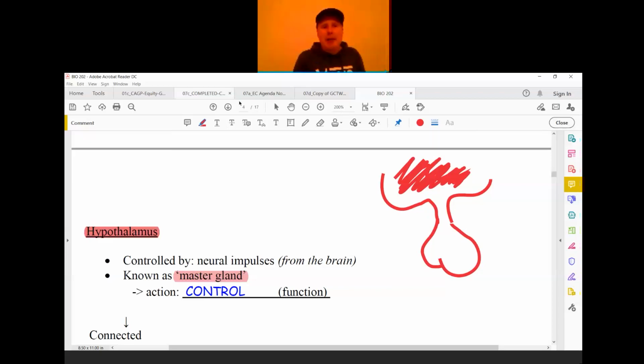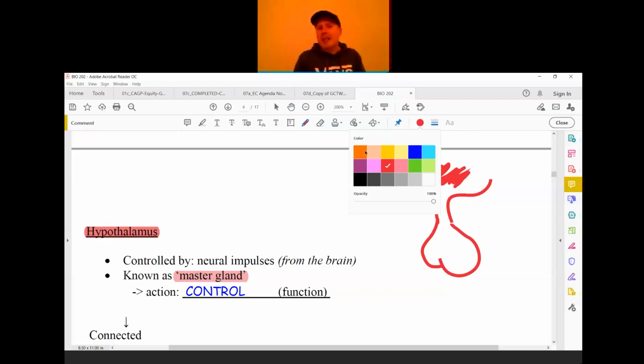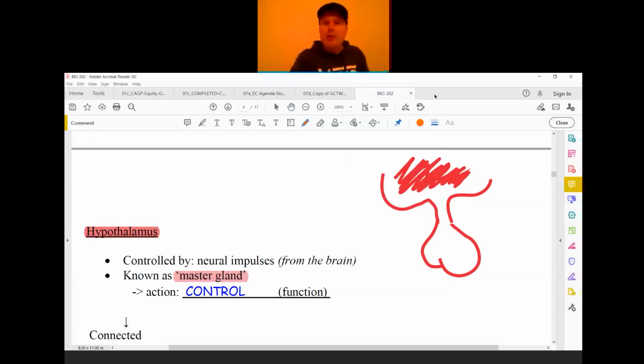And how the hypothalamus receives signals can be in two different ways. These signals that it receives come from other areas of the brain. So they can be either neural impulses that pass as action potentials to the hypothalamus, or they can be hormones that travel to the hypothalamus and then trigger the action there.